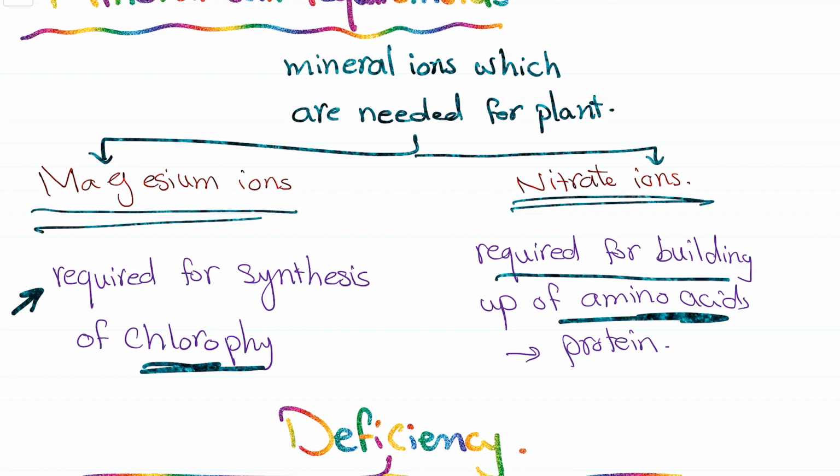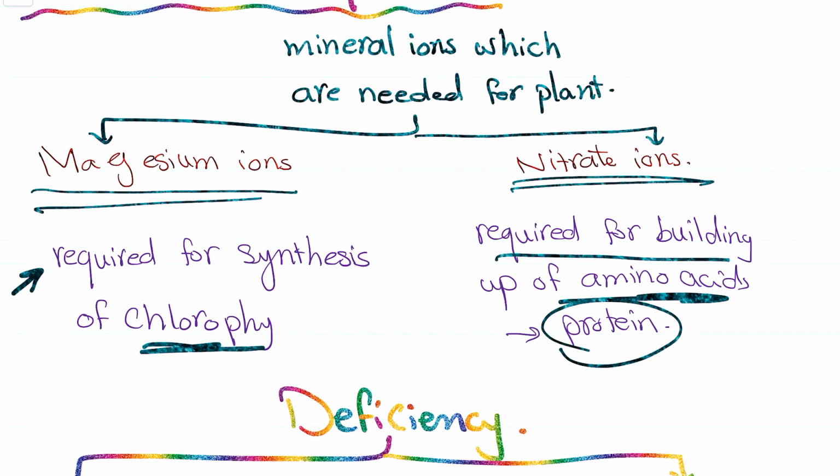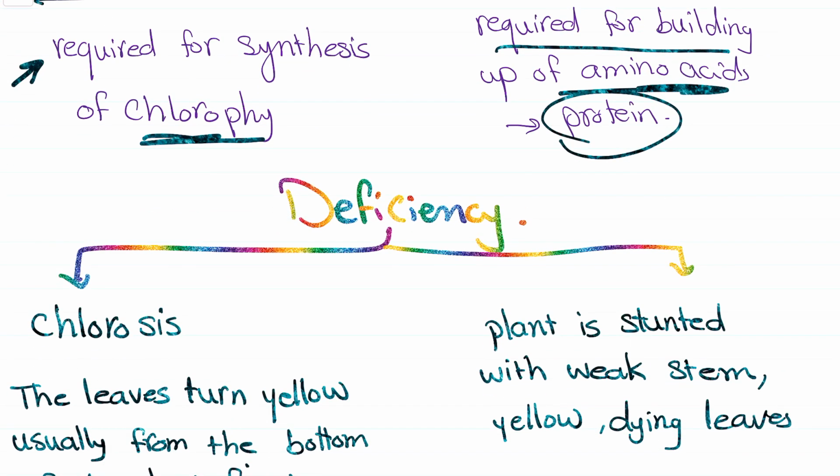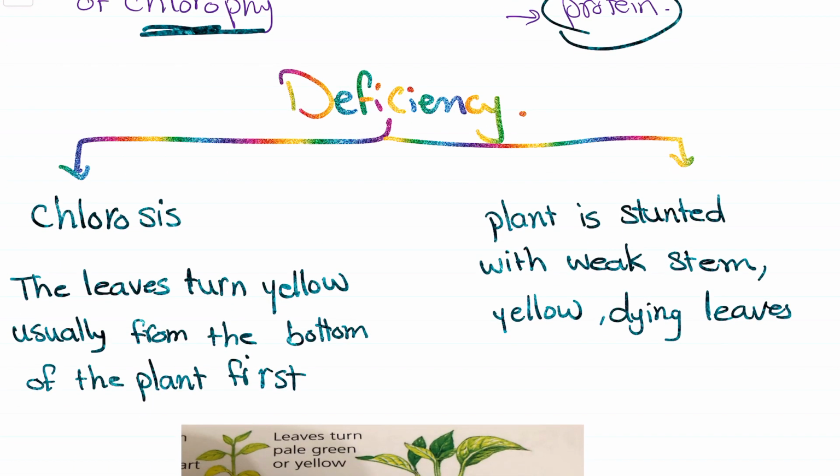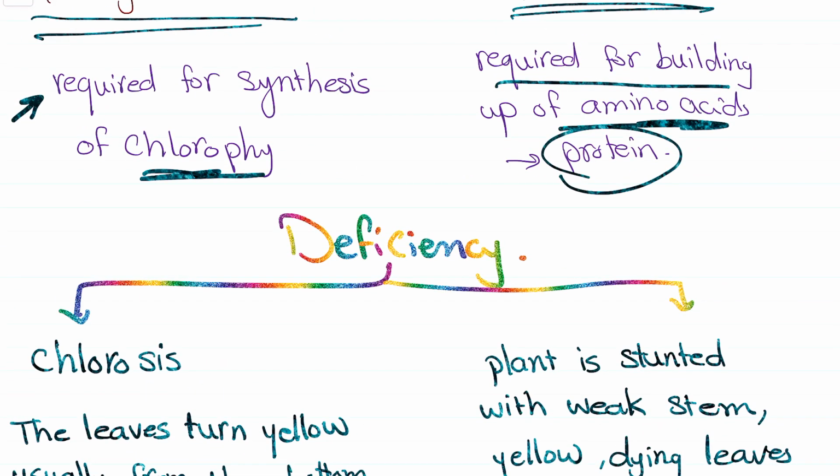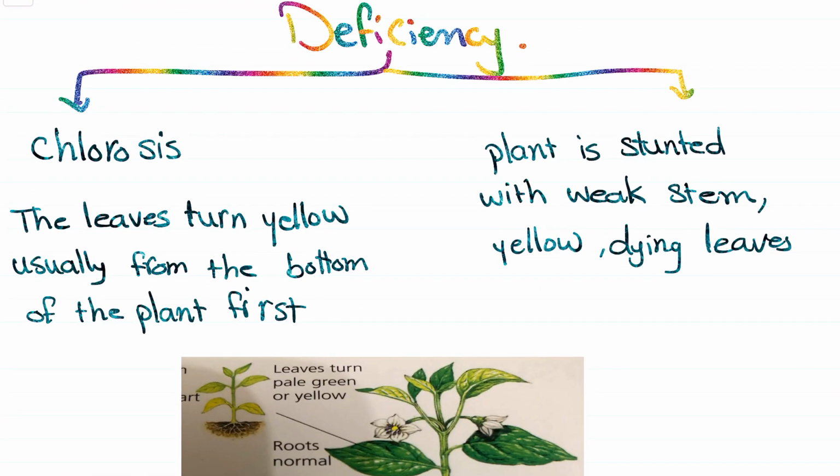What are amino acids? They are the simple units of protein, and protein is used for growth and for building up enzymes. So they are very important for keeping the plant healthy. So how does their deficiency affect the plant? For magnesium ions, it causes a disease which is called chlorosis.